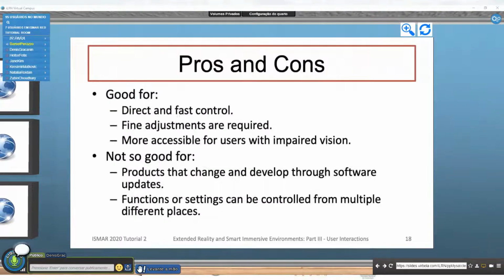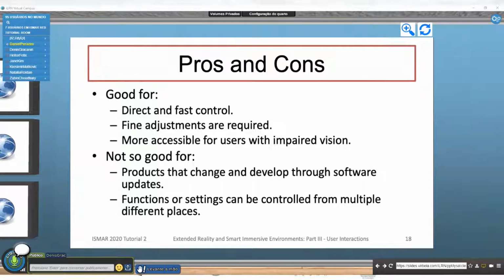So what are the pros and cons, or advantages and disadvantages, of that? Well, physical controls provide direct and fast control. We can have some ability to do fine adjustment, and if we use it with a disability, let's say impaired vision or limited movement or motoric capabilities, then that can be easier than using, let's say, a touchscreen or something like that.